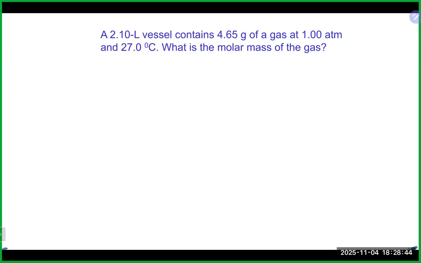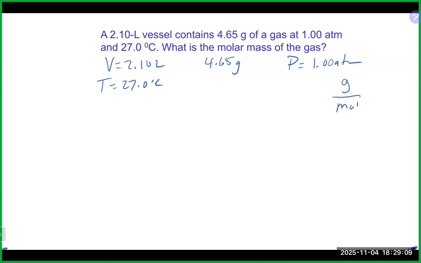Just use the ideal gas law because I remember that one for sure. I'm going to pull out my information here, and I do have a volume that is 2.1 liters, 4.65 grams, a pressure that is 1 atmosphere, and a temperature of 27 degrees Celsius. And I'm looking for the molar mass, and I know that the units of molar mass are grams per mole.